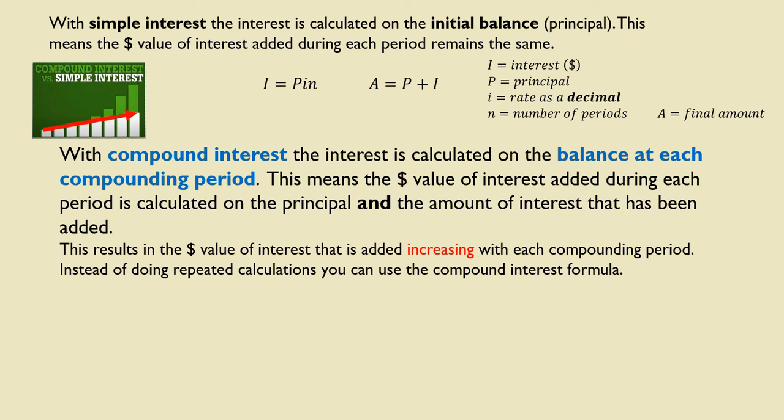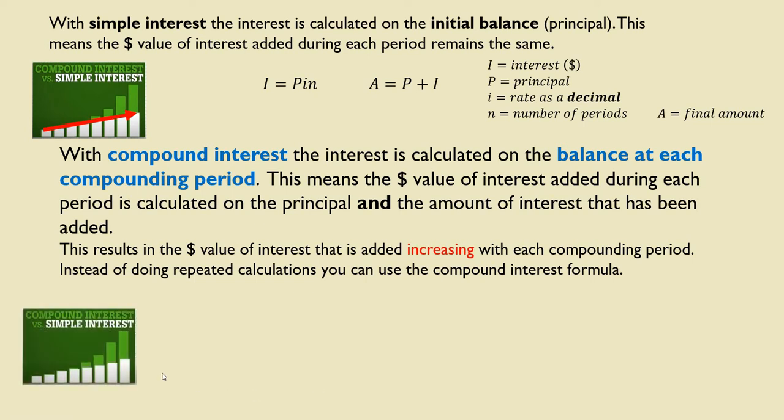With compound interest, the interest is calculated on the balance at the end of each compounding period. This means that the dollar value of the interest added during each period is calculated on the principal and the amount of interest that's been previously added. This means that the value of the interest is increasing with each compounding period. And by compounding period, you mean the time each period when the interest is added on.